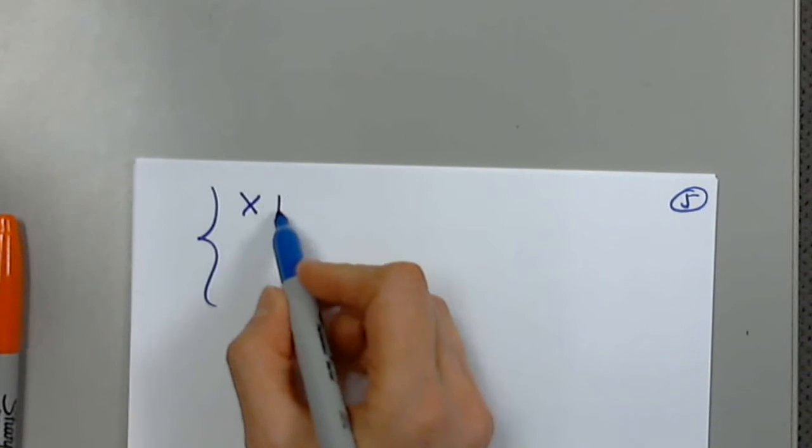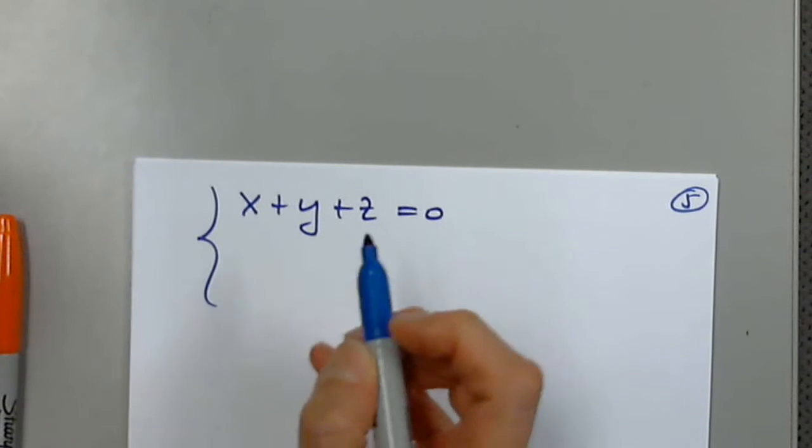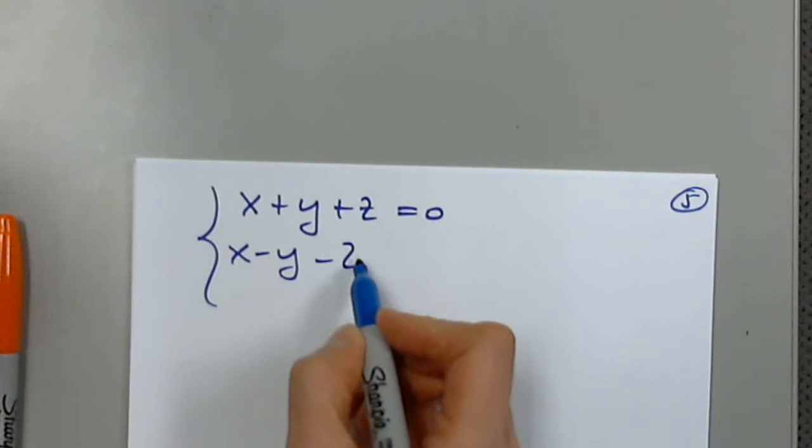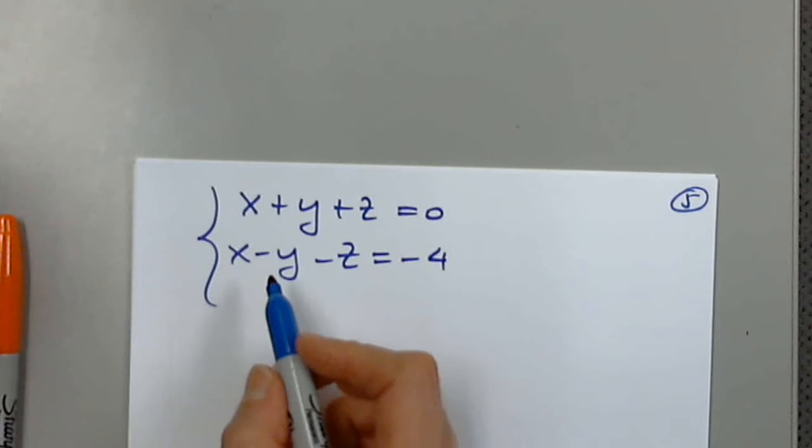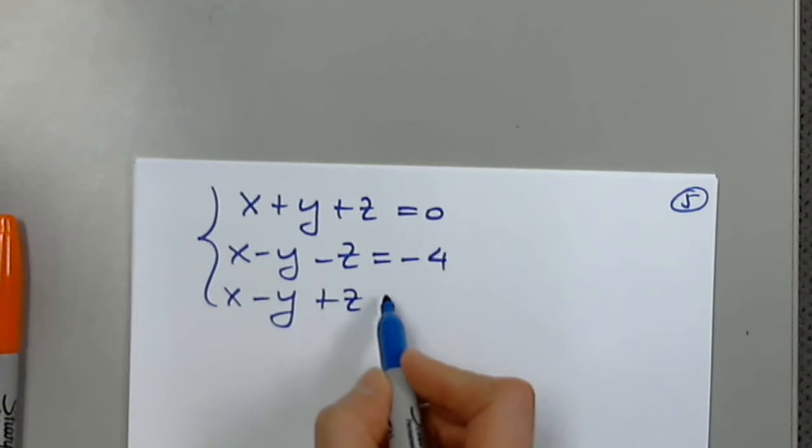Okay, so this is the system. x plus y plus z equals 0. And x minus y minus z equals -4. And x minus y plus z equals 2.